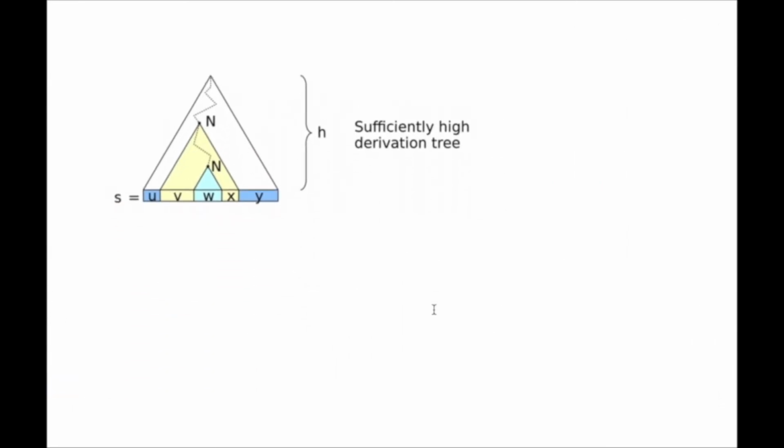The word S starts from the top of the triangle at the root and first produces the substrings U and Y. At the first occurrence of the non-terminal N, we produce V and X. At the second occurrence of the non-terminal N, we end the production of the whole string S with the substring W. So W is rooted at the lower N, and the yellow tree, which represents V and X, with the light blue tree for W within it, is rooted at the upper N.